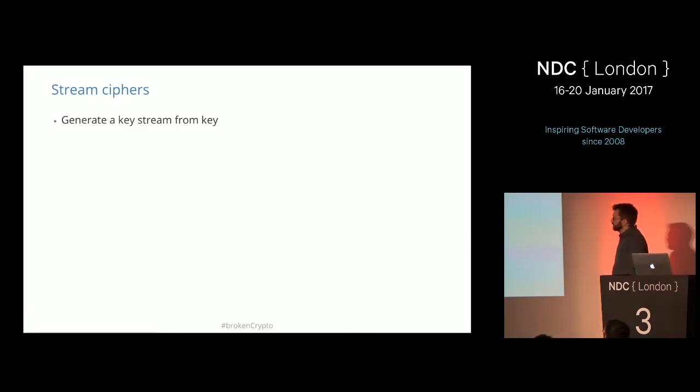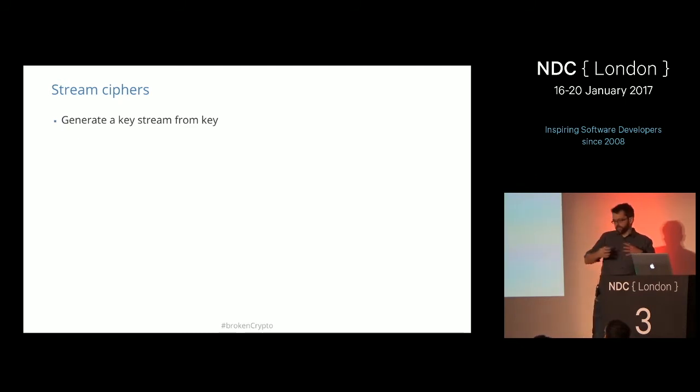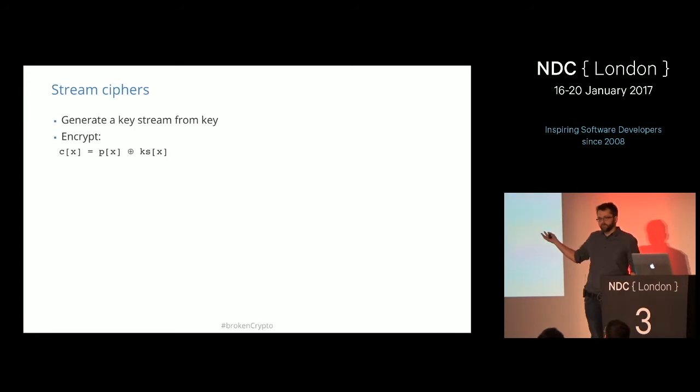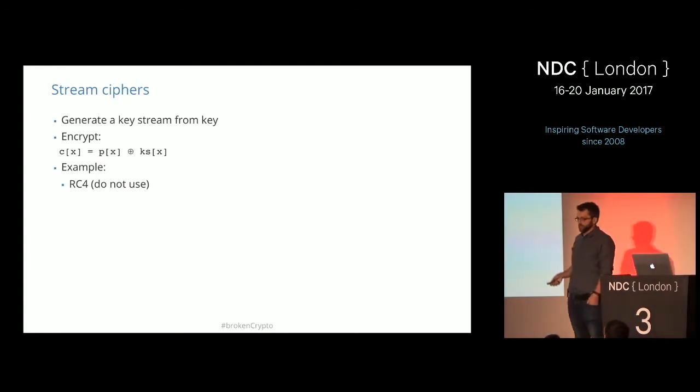In a stream cipher, we generate a key stream from a key. So we take the key as input, we generate a long key from it, and then we can do exactly as we did with the one-time pad. We XOR stuff together, and then we get some output. One example is RC4, but that's not something we should use anymore because it's been provably broken.